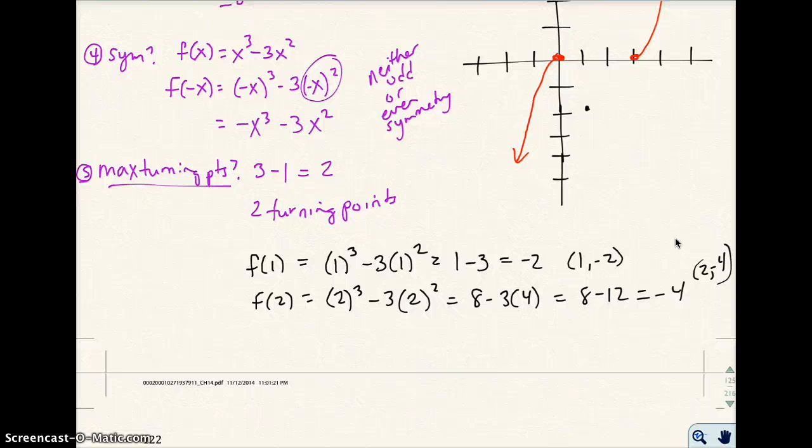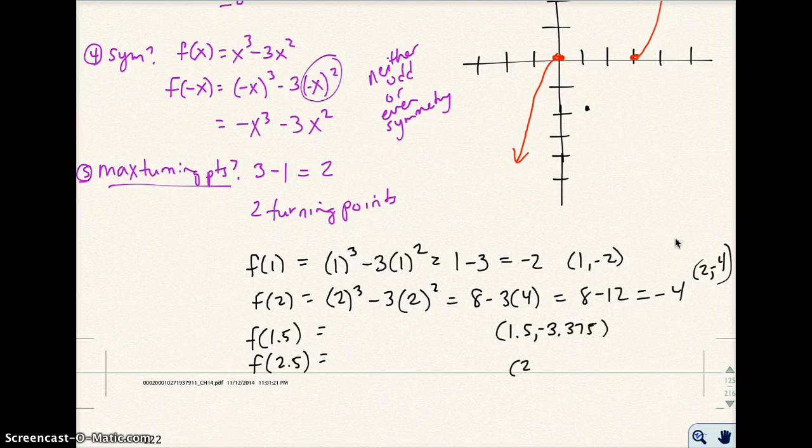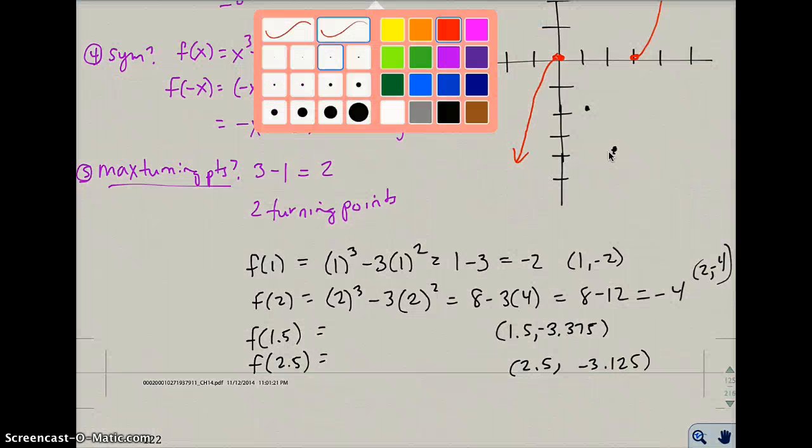If you really want to, you could do f of 1.5 and f of 2.5 to get a better idea of what your graph will look like, and I went ahead and did that. For f of 1.5, I get (1.5, -3.375). For 2.5, I get (2.5, -3.125). So these points are going to help me draw a better graph. So (2, -4) will be down here, and it looks like my graph is going to look something like this.